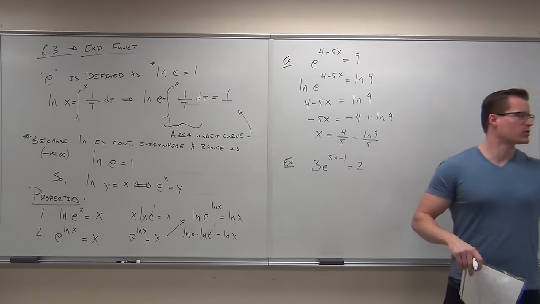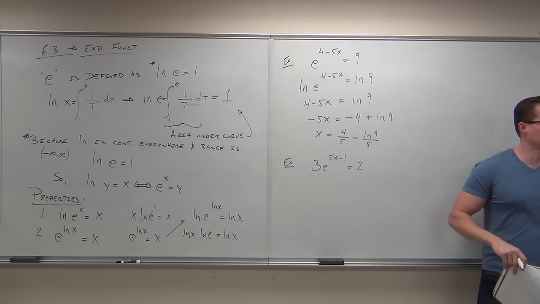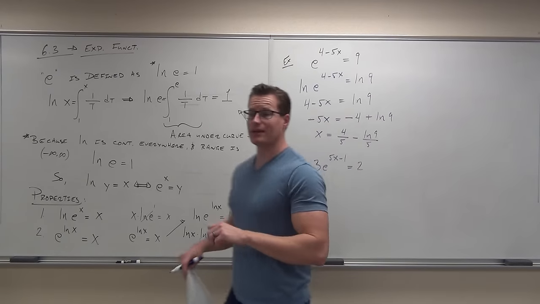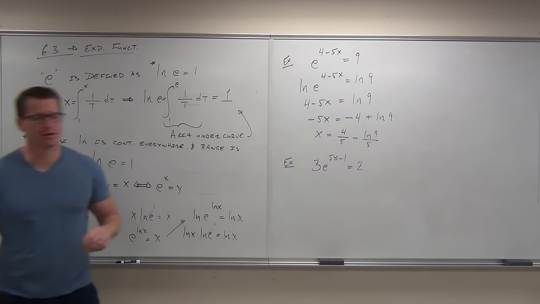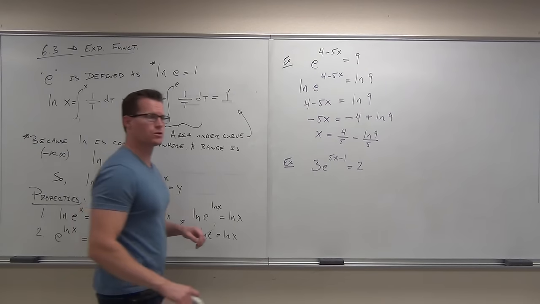Okay, let's go almost row by row. First two rows, what would you do first on this step? Would you do ln on both sides right now? No. Good idea, bad idea? Good idea. What would you do first?